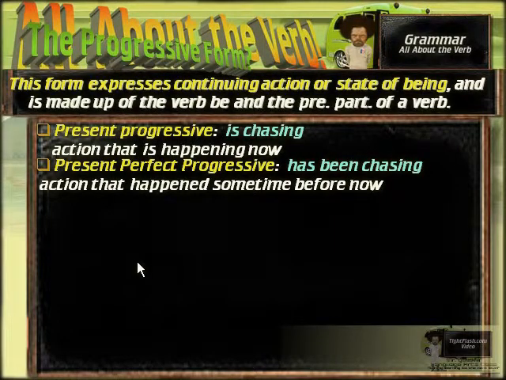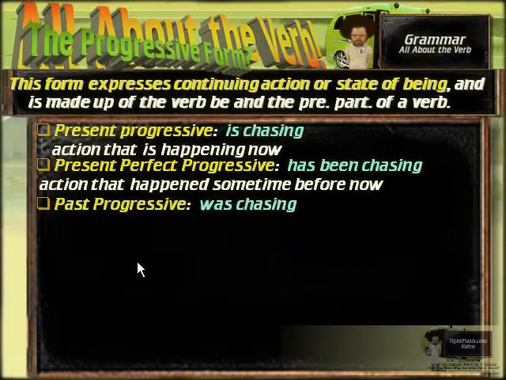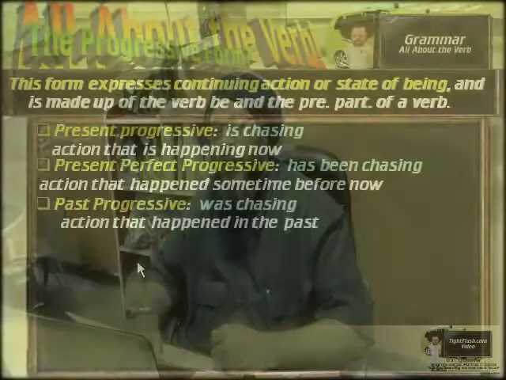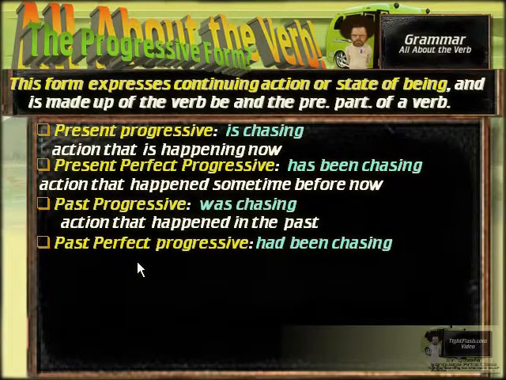So you're not saying he doesn't make them anymore. You're just saying that it's something that has been happening before my now and your now. Okay, past progressive was chasing. Mr. Quick was making a video. So now we know definitely this is something that happened in the past. He was making a video. So that implies that he's not doing it now. You're not absolutely sure, but you're pretty sure he's not doing it right now because he was making it.